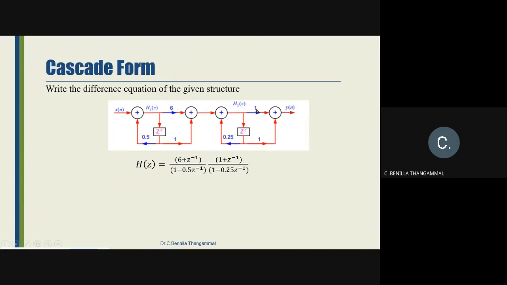And if you take this one, this side belongs to the numerator. So 1 plus 1 into z inverse. For the denominator, the first one will always be 1. Since it is plus 0.25, it's minus 0.25 z inverse.